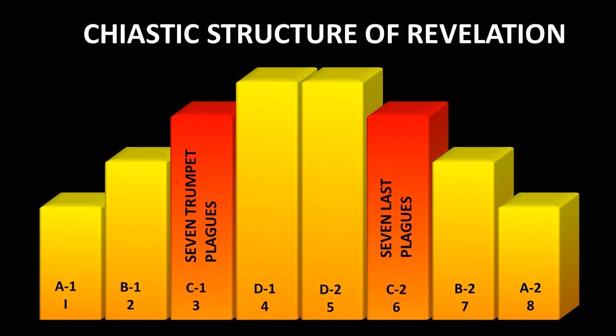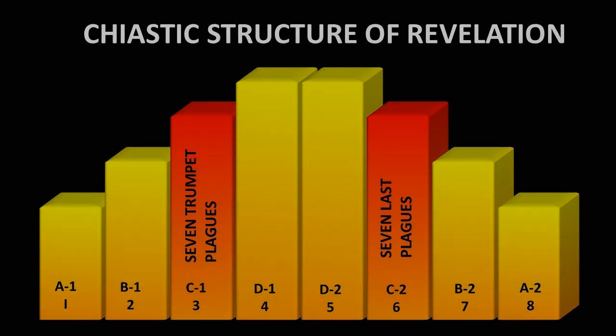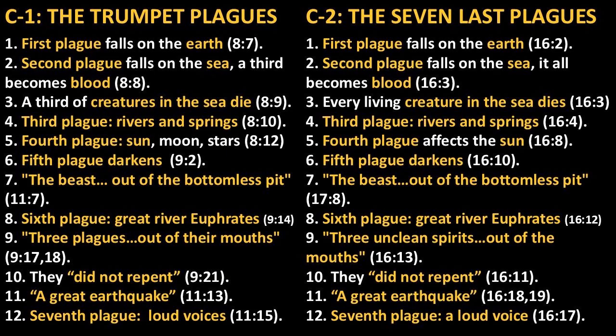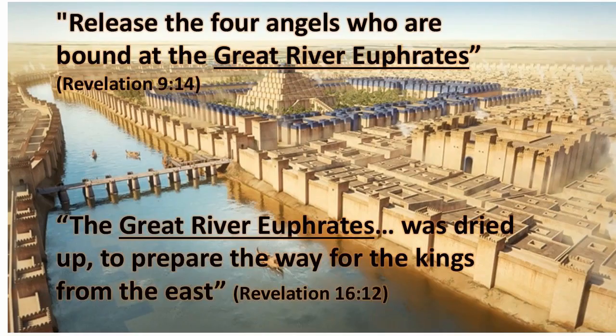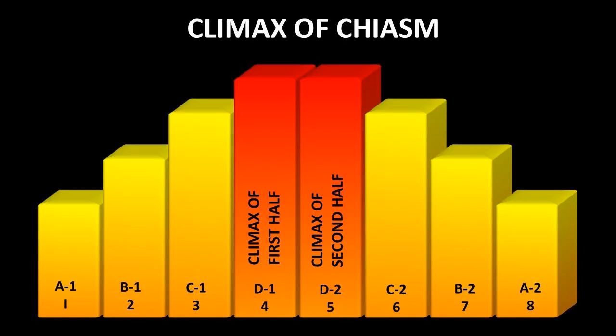The third and sixth divisions cover the 7 trumpet plagues and the 7 last plagues. Although these are distinct events, their descriptions use many of the same words and images, such as the earth, the sea, the rivers and springs, darkness, the beast out of the bottomless pit, a great earthquake, and people who do not repent. The great river Euphrates, which flowed through ancient Babylon, is found nowhere else in Revelation except these two sections.